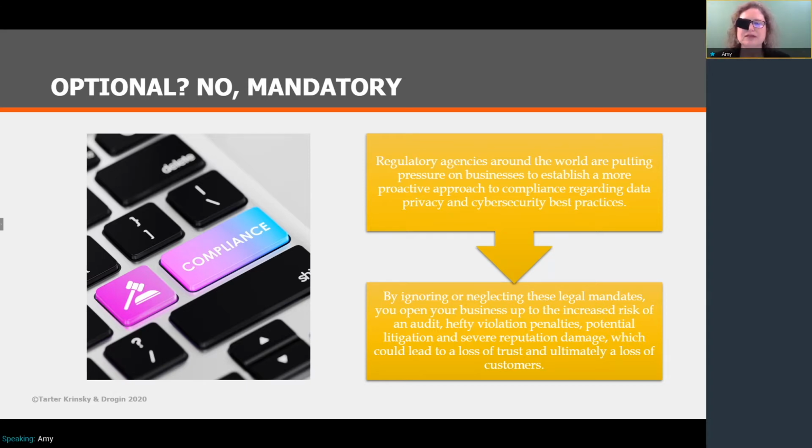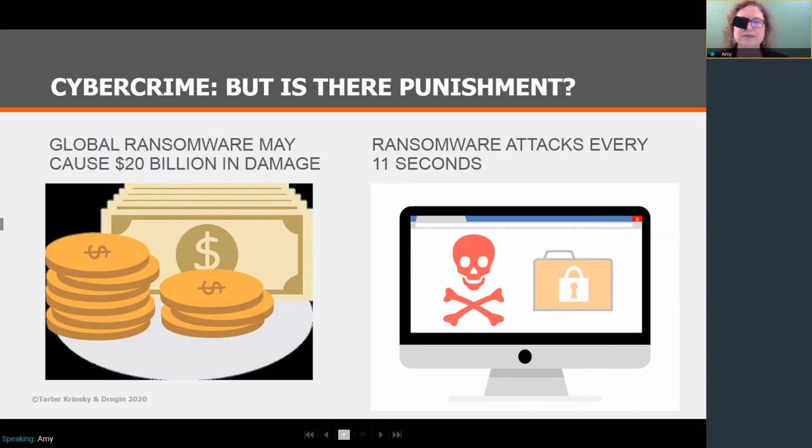Governments and states are putting the onus on businesses to establish a much more secure and protective approach to compliance regarding data privacy and cybersecurity. And if you neglect these legal mandates, you have an increased risk of an audit, sometimes penalties, litigation, reputation harm, and that could lead to a loss of customers. So it's important to pay attention to the legal requirements.